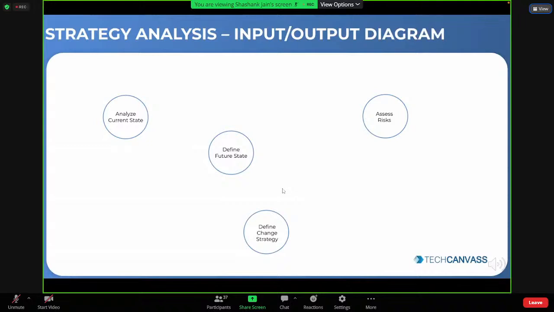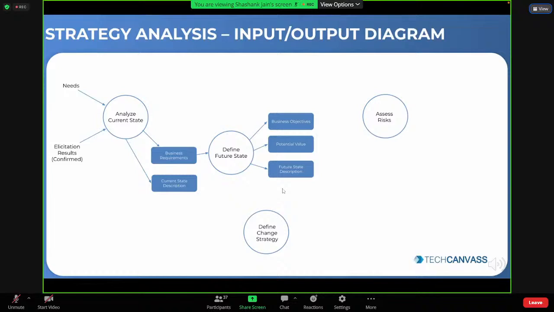The inputs for analyzing the current state are needs and the elicitation results. Once you have analyzed the current state, you come up with two outputs, which are business requirements and current state description. While you work on define future state, you take an input, which is business requirements, which you got once you worked on the first task. There are three outputs that you get once you have worked on this task: business objectives, potential value, and future state description.